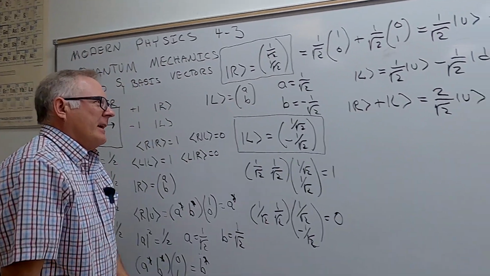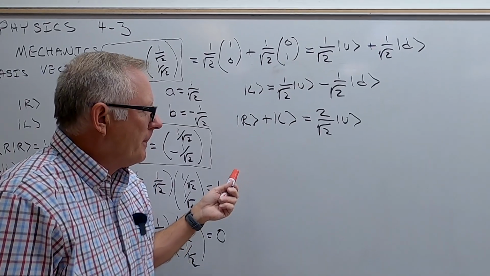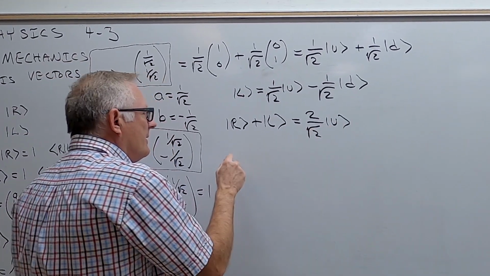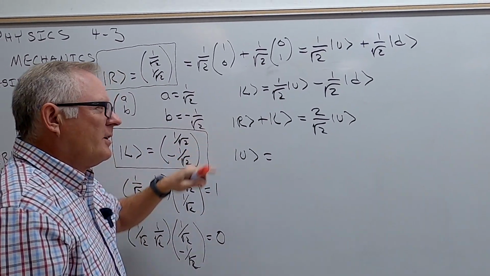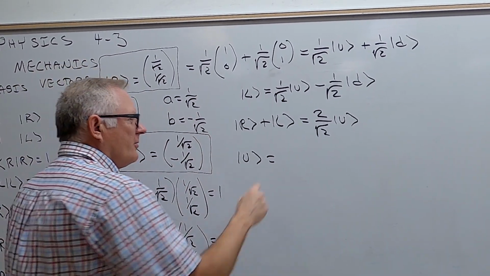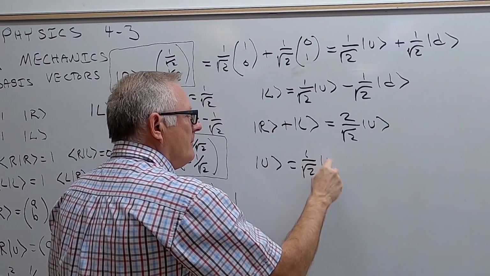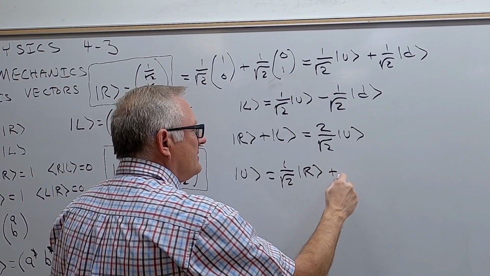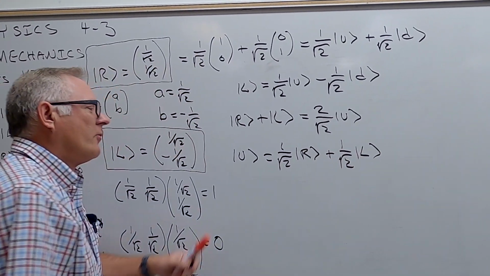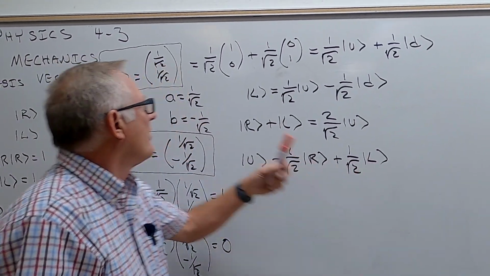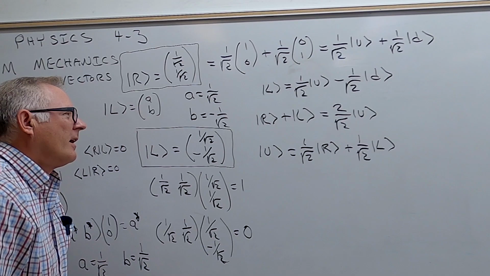Or, if I multiply everything by the square root of 2 over 2, then I got up equals the square root of 2 over 2, which is really just 1 over the square root of 2. So this is 1 over the square root of 2 right plus 1 over the square root of 2 left. So I can write ups in terms of rights and lefts, or I can write rights in terms of ups and downs.